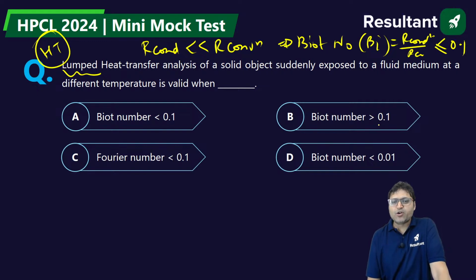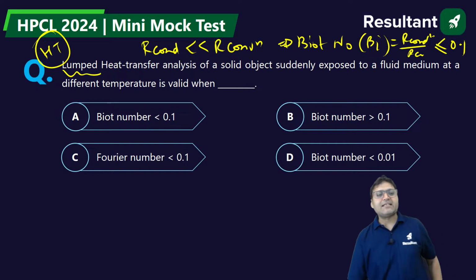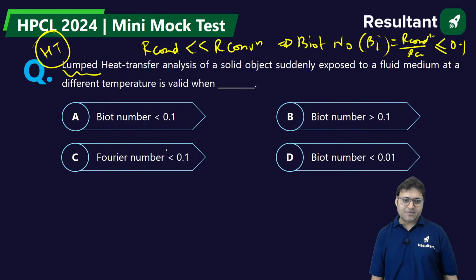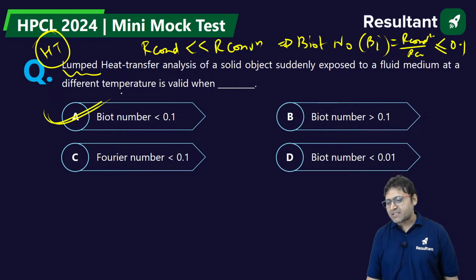If it is less than 0.1, then we can assume the system to be a lump, a point mass, and the temperature should be taken as a constant temperature for the entire system. We can assume it as a lump, and the analysis is called lumped system analysis.